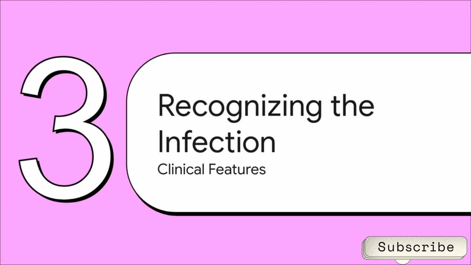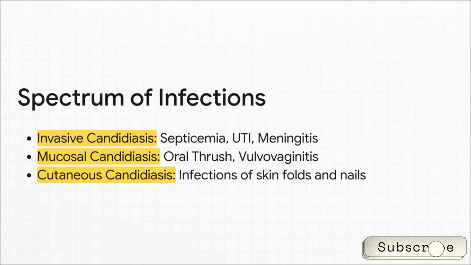Okay, so we know what it is and how it gets a foothold, but what does a patient with candidiasis actually look like? Let's run through the clinical features. The infections can range from pretty mild to really life-threatening. To help you organize this in your head, here's another easy mnemonic, IMC. I is for invasive disease. This is the really bad stuff, like septicemia or meningitis. M is for mucosal infections, like oral thrush in the mouth. And C is for cutaneous, which is on the skin and nails. This little framework is perfect for structuring your answers.